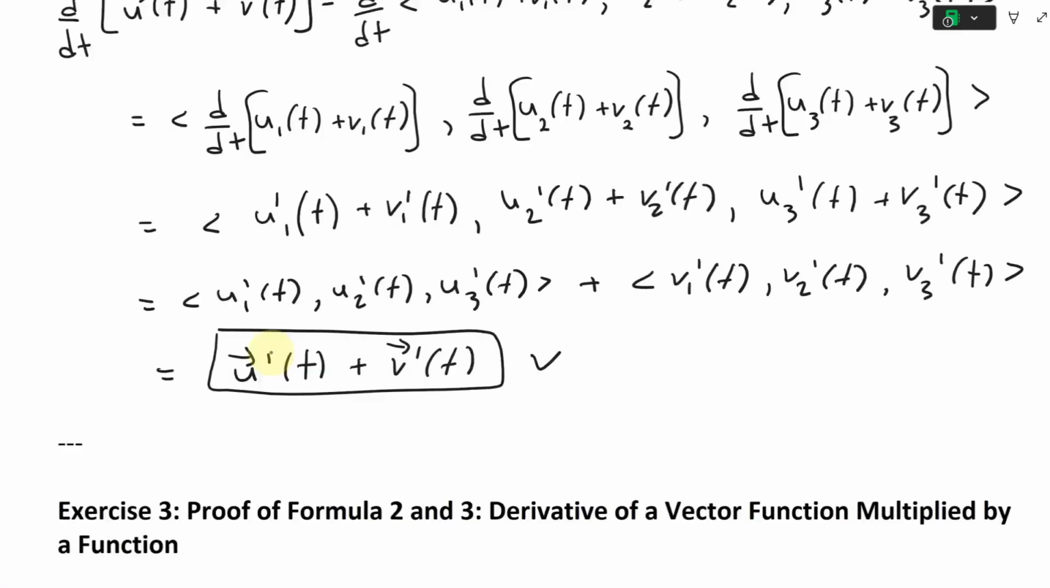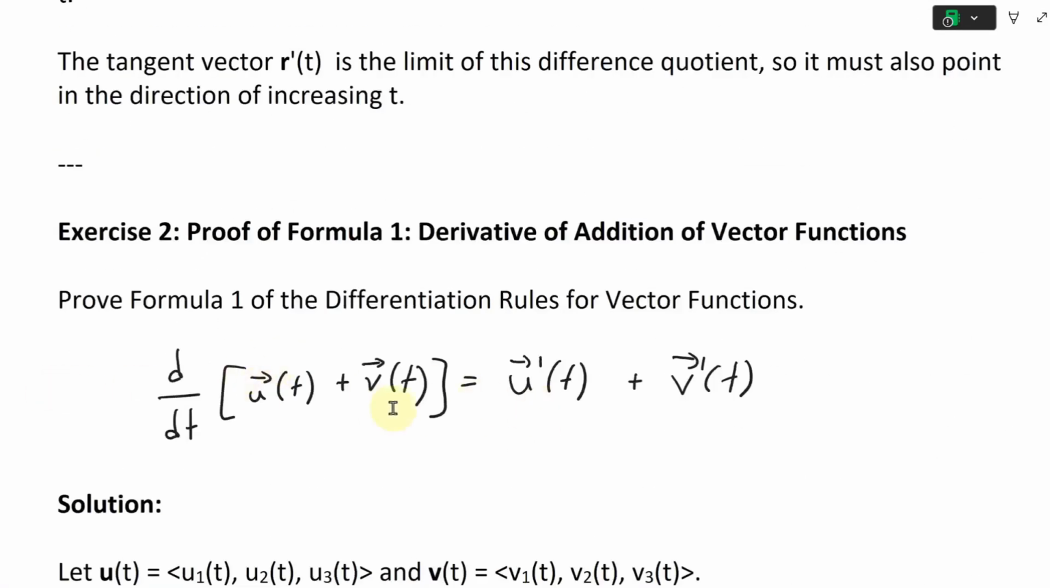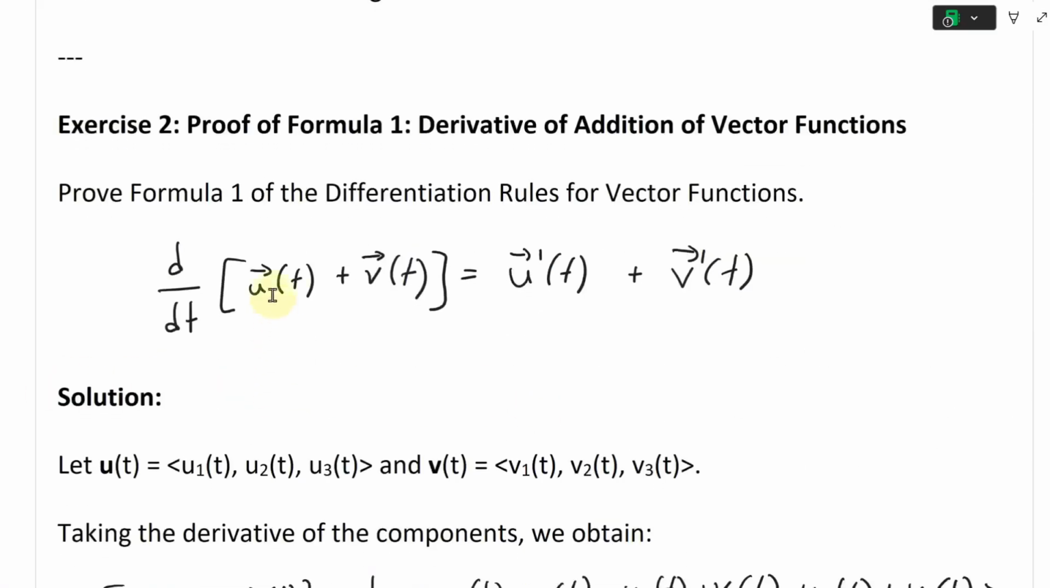I'll put a check mark there, and it's exactly the formula: the derivative of two vector functions added together equals the derivative of them separately, and then added.